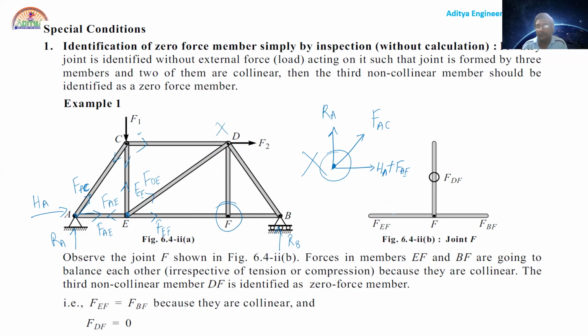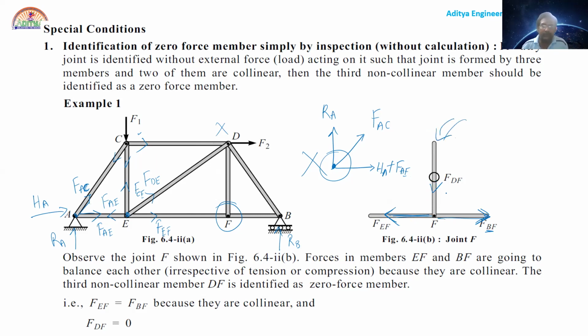Look at the right side diagram. At the joint F, I am having FEF in one direction, FBF in one direction, and FDF in the other direction. So it is a 3-member joint. At this joint, you are having two collinear forces. One is EF and one is BF. These two are collinear. What about the third one? It is perpendicular to this.